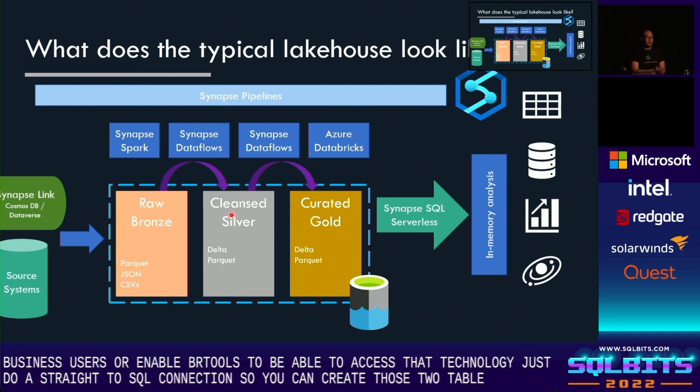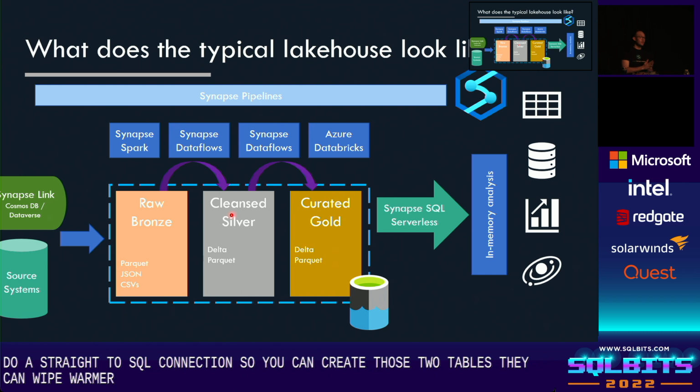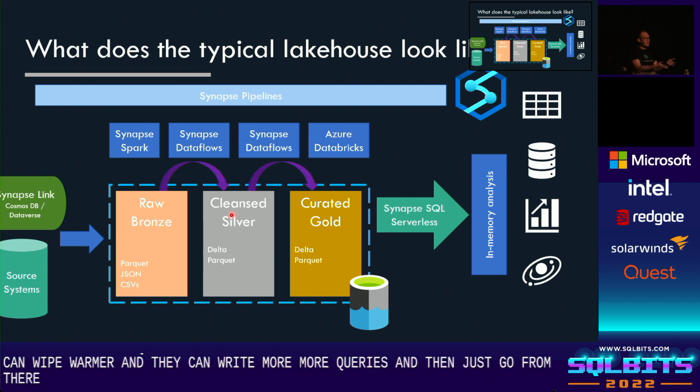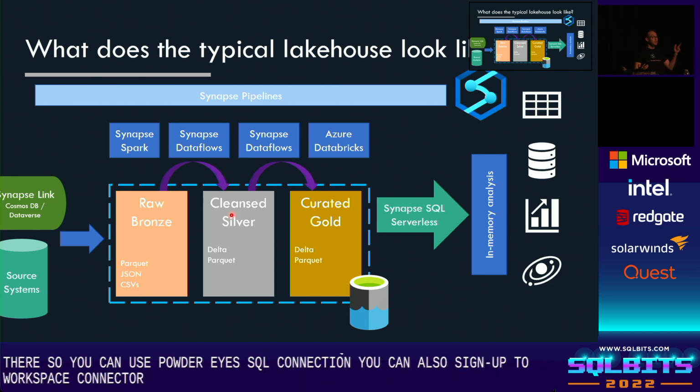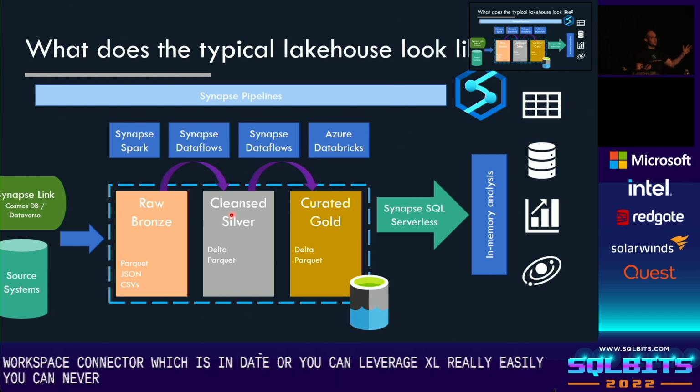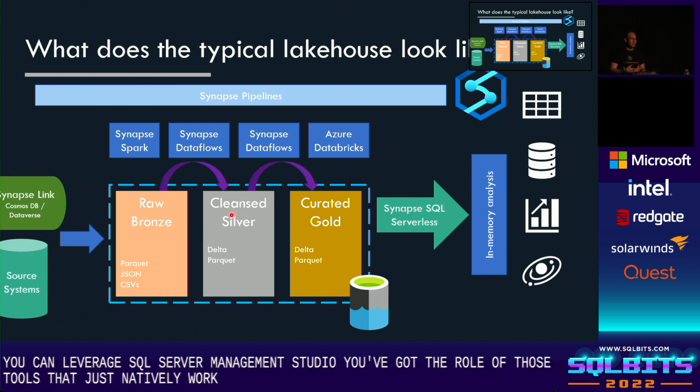They can write normal queries, and they can then just go from there. And it creates a familiarity. So you can use Power BI's SQL connection. You can also use Power BI's Synapse Workspace connector, which is in beta. You can leverage Excel really easily. You can leverage SQL Server Management Studio. You can leverage Azure Data Studio. You've got all of those tools that just natively work with the SQL Server protocol. And so Synapse SQL Serverless gives you that capability.